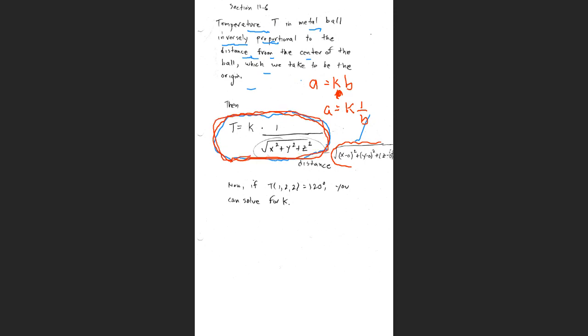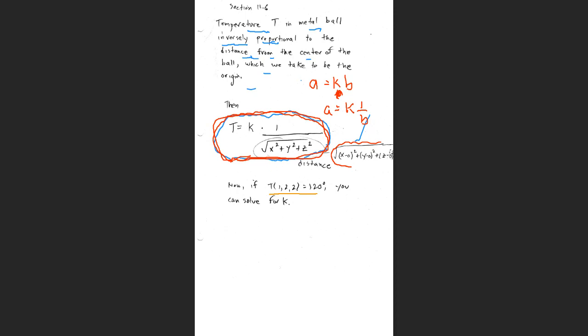And of course, in order to make the function useful, we have to solve for K. So additionally in the problem, you'll be given a value of the temperature. So if the temperature when x is 1, y is 2, and z is 2 is 120 degrees, you can then solve for K.